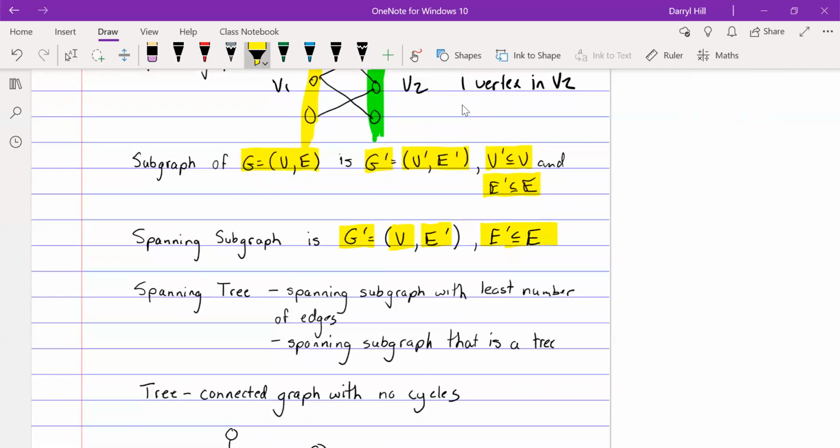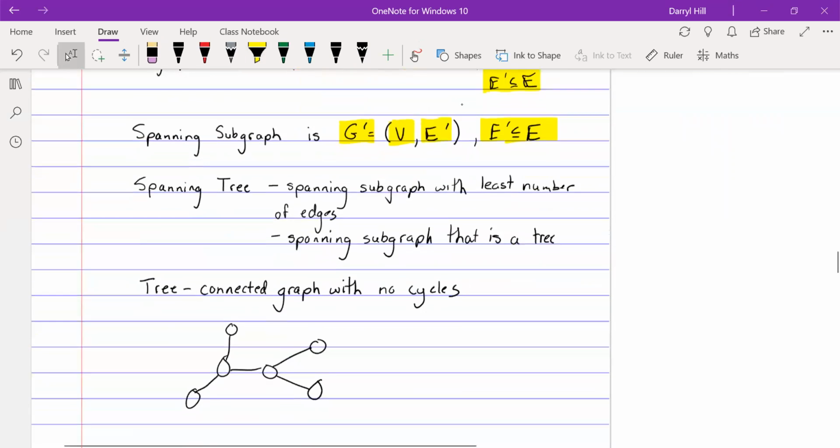A spanning subgraph means G prime has all the vertices of G, but some subset of the edges. So a spanning subgraph means it includes all vertices. A spanning tree is a spanning subgraph with the least number of edges. Equivalently, it's a spanning subgraph that is a tree. The second definition is probably easier, but they both mean the same thing.